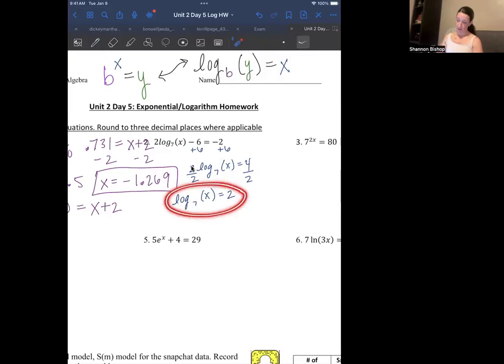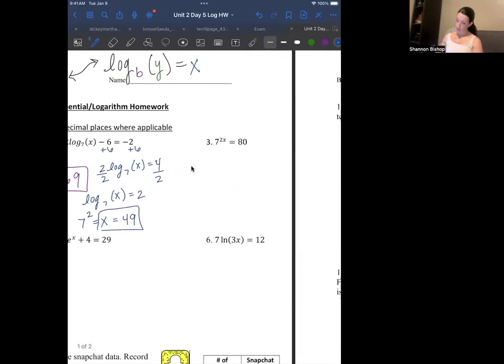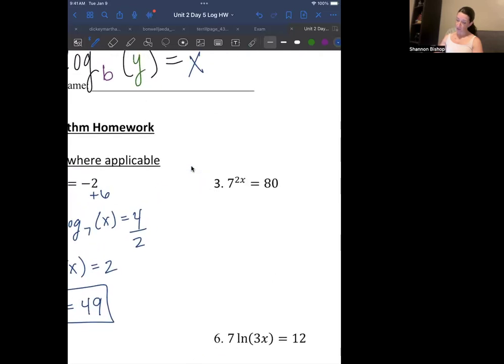So this is the basic log form of bases, powers, and results. The base is 7, the power is 2, and the result is x. That's all that's left. So that tells me I'm ready to write it in the inverted exponential form. So we just said the base was 7, the exponent was 2, and the result is x. Well, 7 squared is 49. So the answer is x equals 49. Done.